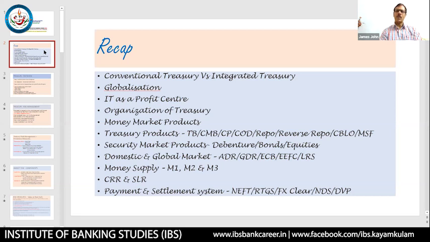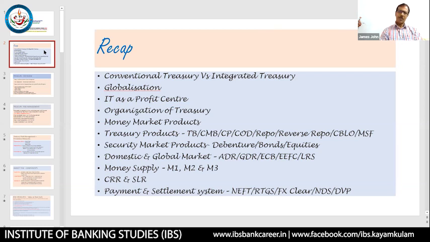Then we have discussed the treasury products. Mainly, what are the treasury products? We have discussed the money market products, because foreign exchange products we have already learned: spot, swap, forwards and so on. But then we have learned about treasury bill, cash management bill, commercial paper, certificate of deposit, repo transaction, reverse repo, then CBLO, etc. Then security market products, that is debentures, bonds, and equities. Then domestic and global markets: ADR, GDR, ECB, EFC, LRS, liberalized remittance scheme. Those things also we have learned to some extent.